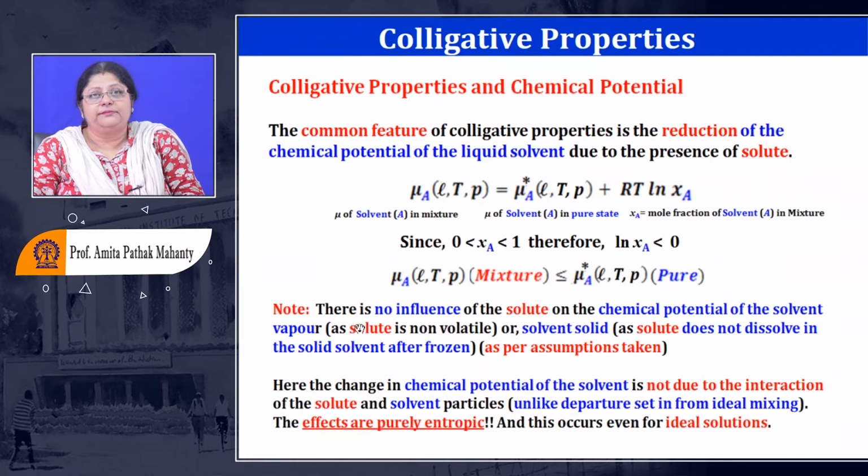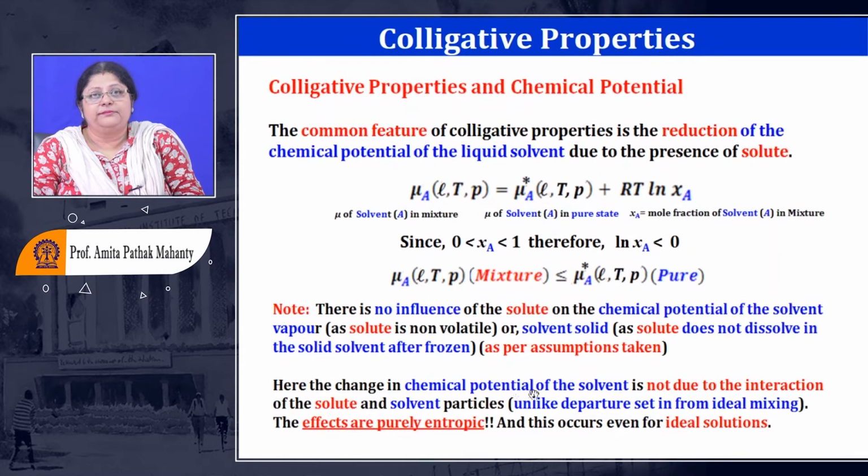So there is no effect of the solute on the chemical potential of the solvent vapor, because it is a non-volatile solute which we have taken. So the vapor will not be affected, and the solute does not dissolve in the solvent in the frozen condition either. So the influence which we are looking into is only in the solution form. We are not looking into the influence of the solute on the vapor form or in the solid solution when it is frozen.